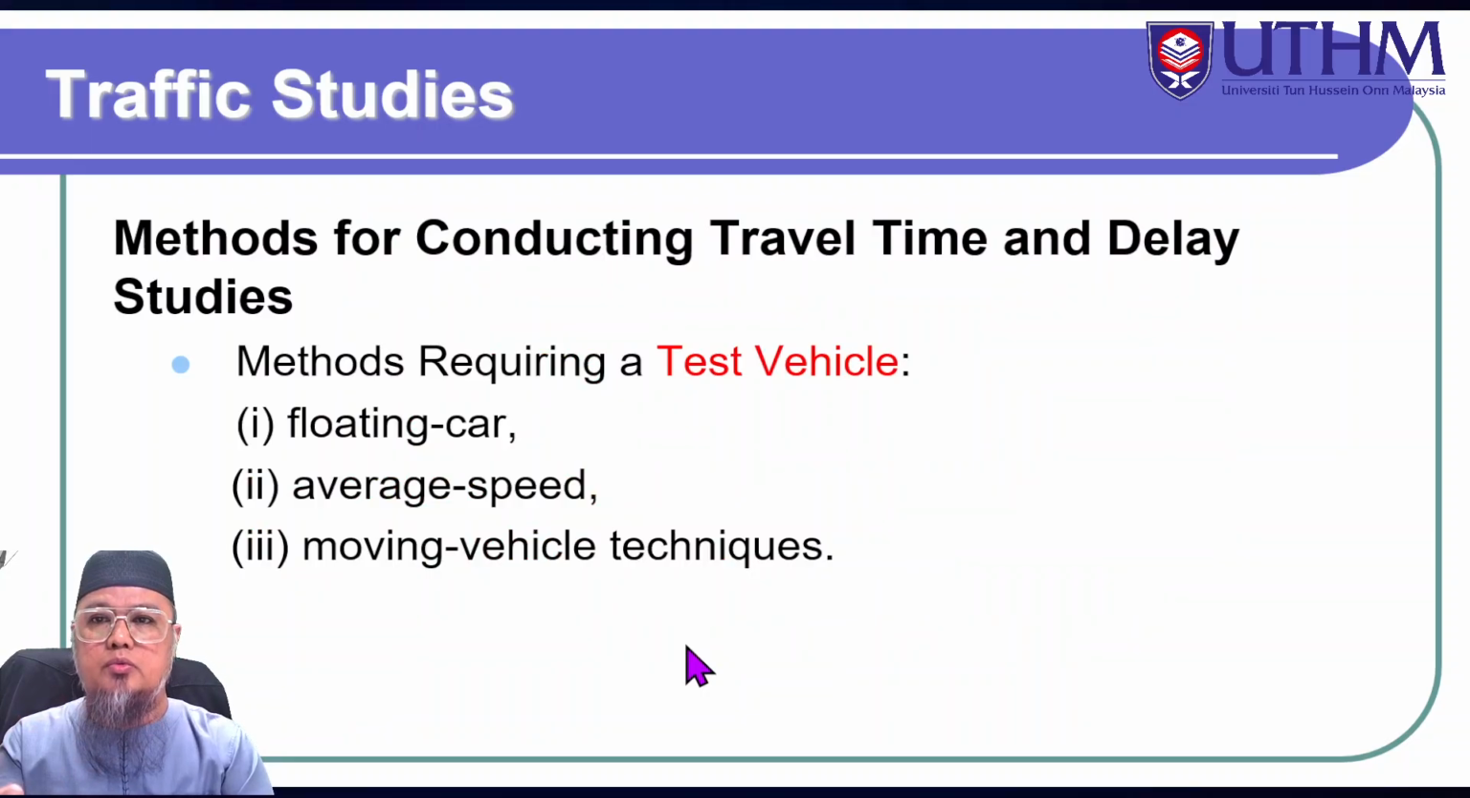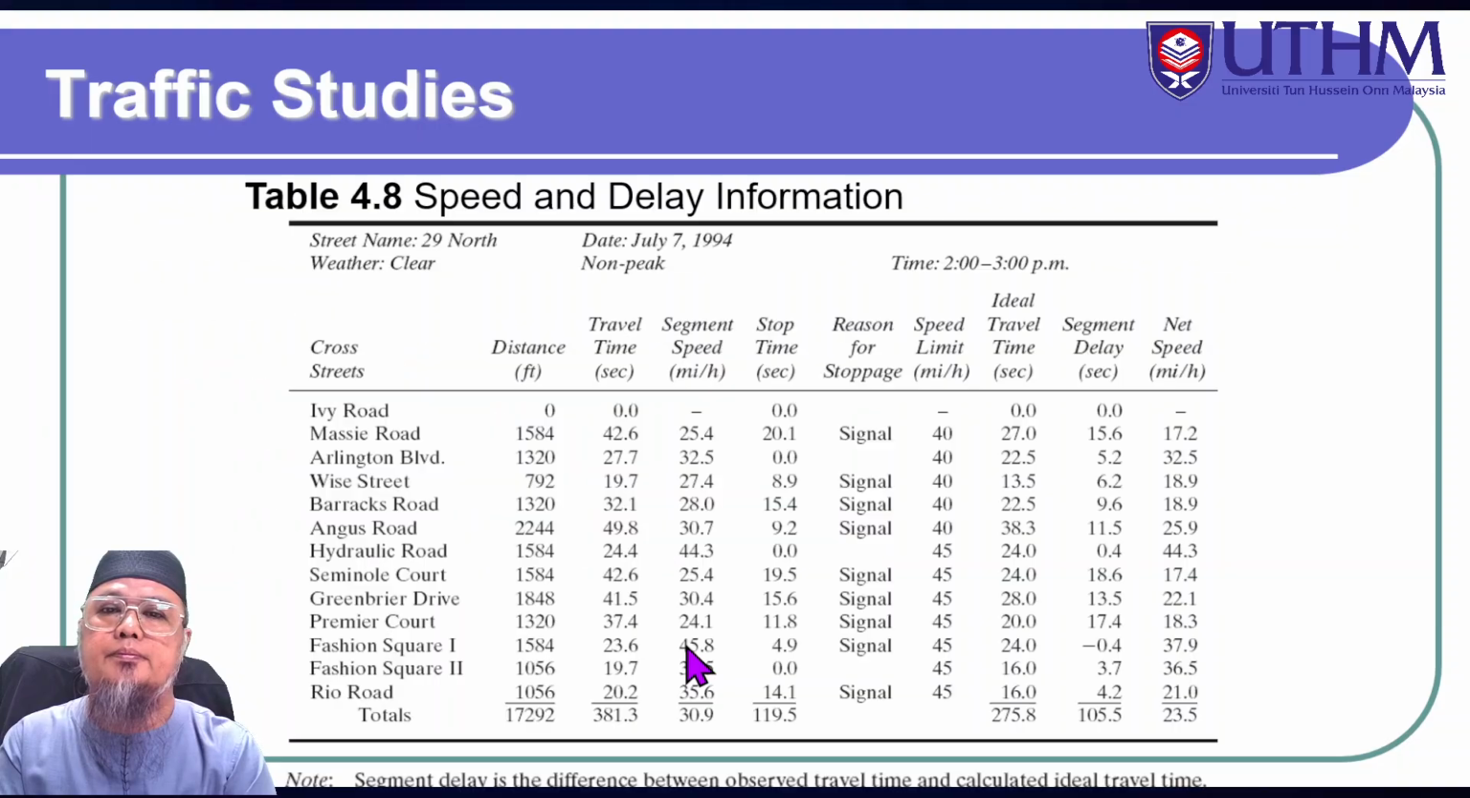Now we move into the methods to collect data regarding travel time and delay study. Commonly, we can adopt the test vehicle technique. From this test vehicle, we have three types that can be performed at the site or location, which are the floating car, average speed, or moving vehicle technique.